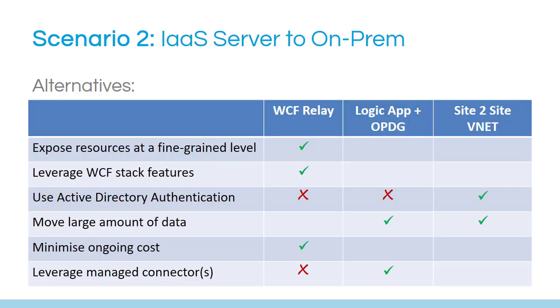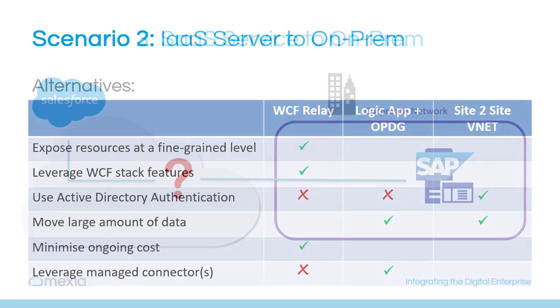Reasons for choosing something other than a hybrid connection are very, very similar to the website. You would use a WCF Relay if you wanted to take advantage of some of the application features in there. You could also use a logic app and an on-prem data gateway if the system that you want to connect to in your back end is supported by a managed connector that utilizes the on-prem data gateway. Again, if you're going to be moving a large amount of data or you need to take advantage of Active Directory authentication, your VNet is probably the only option.